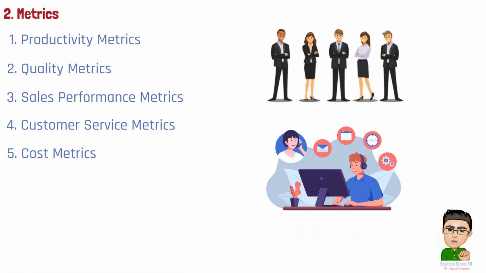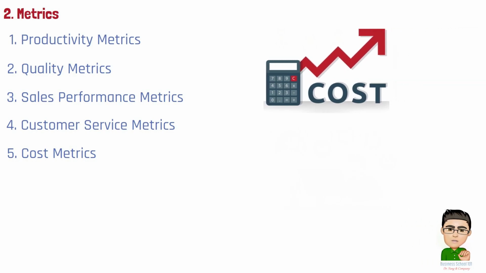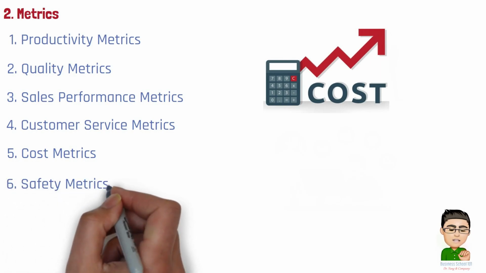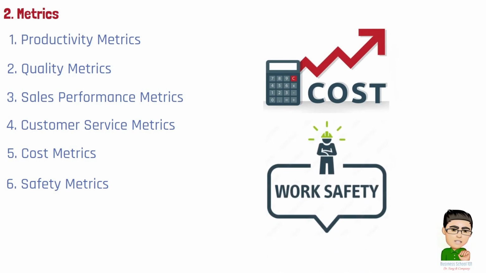Number 5. Cost metrics. Metrics related to cost containment or cost reduction, such as cost per unit produced, can be important for financial performance evaluation. Number 6. Safety metrics. In industries where safety is a concern, metrics related to safety incidents, accident rates, and compliance with safety protocols are crucial.